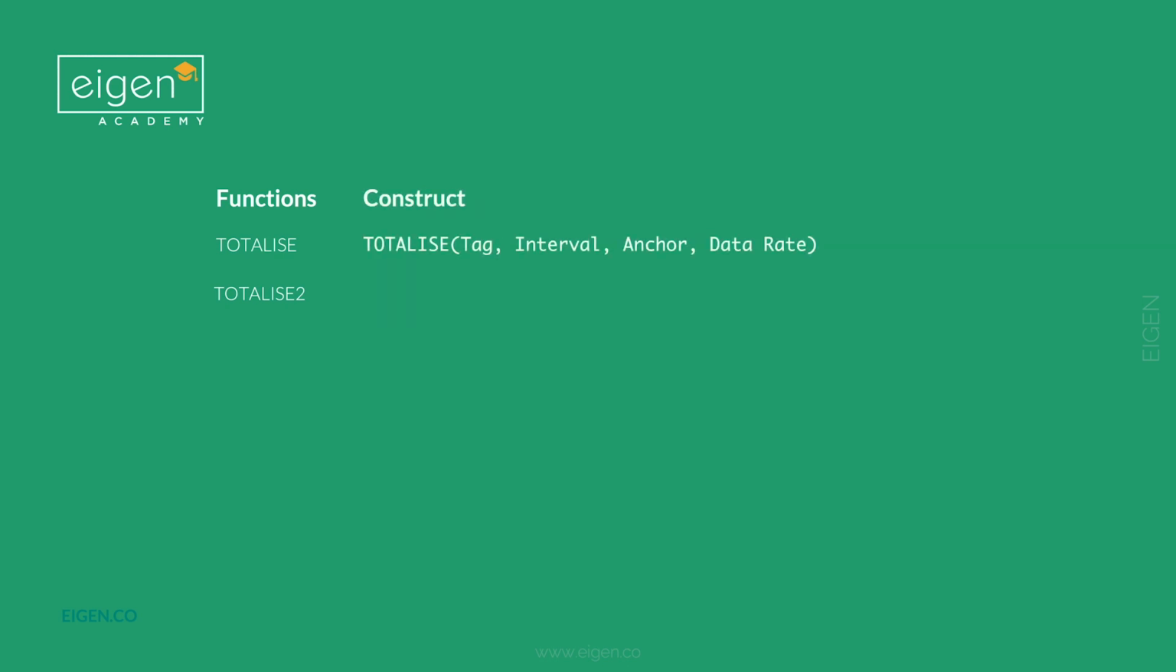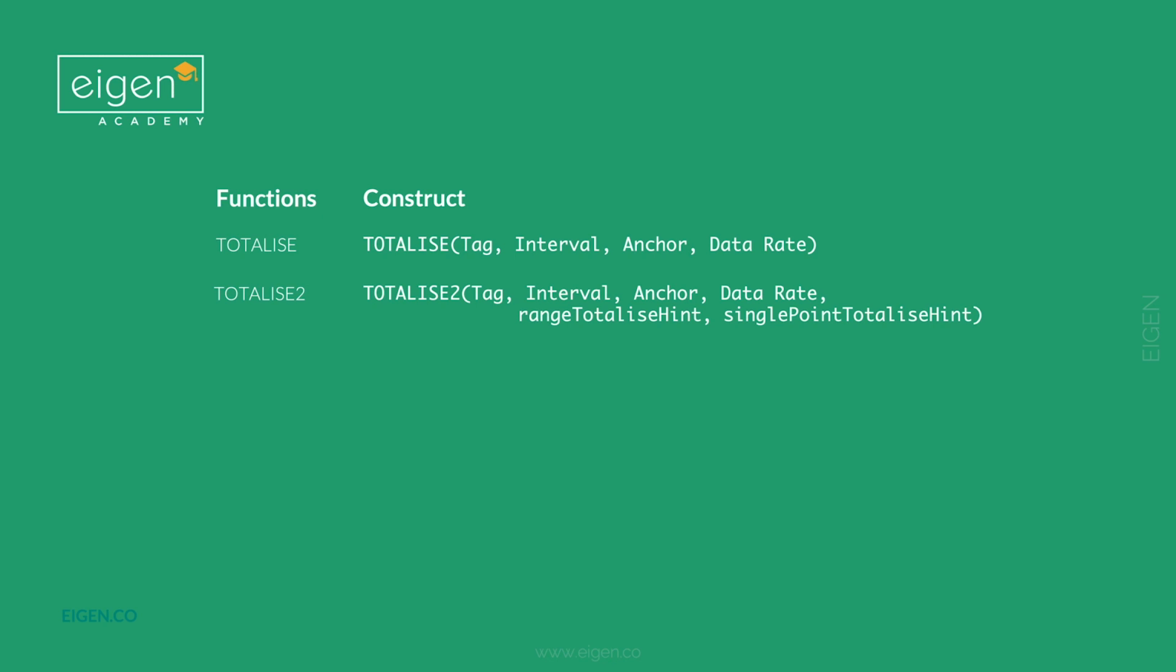The Totalise function is still available and can be used if you want to. It has fewer inputs. You give it a tag, you give it the interval to totalize over, you give it an anchor point, and then you give it a data rate. The anchor point is the point in time from which you start totalizing for the interval, and then it will reset.